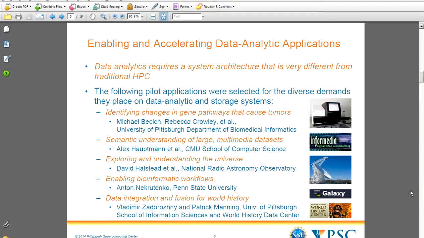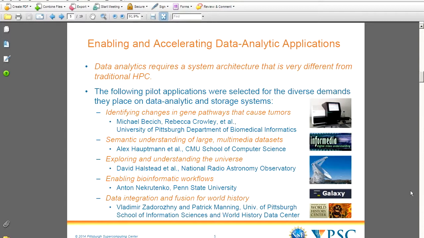The third project is with David Halstead and others at the National Radio Astronomy Observatory, and they are looking at all sorts of radio and other astronomy, in particular merging different wavelengths from infrared up through X-ray to look at things like astrochemistry and other issues that go beyond the single modalities that people have been looking at so far.